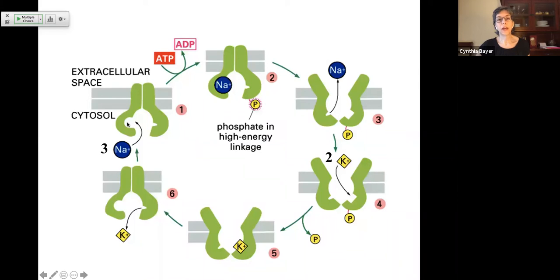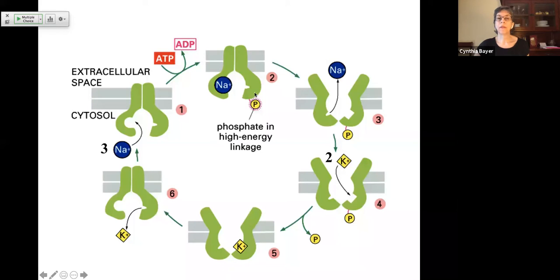The protein actually has 3 binding sites for sodium ions. We're only going to follow one at a time. 3 sodium ions will bind when the protein is in this shape. The binding of those sodium ions will allow the protein to be able to hydrolyze ATP, convert ATP to ADP by transferring that terminal phosphate from ATP to the protein itself. Right, so it will phosphorylate itself.